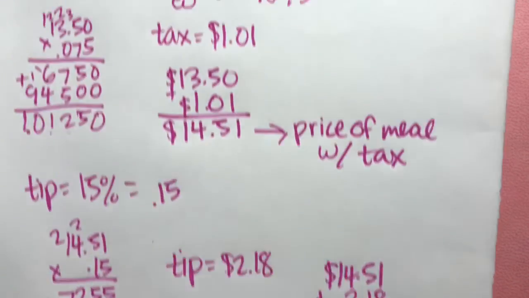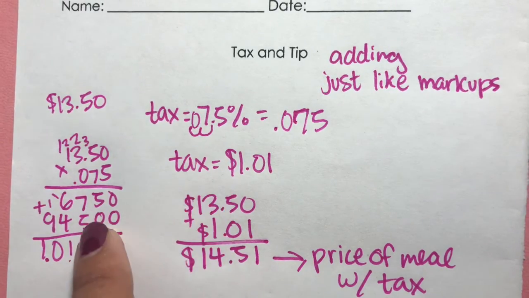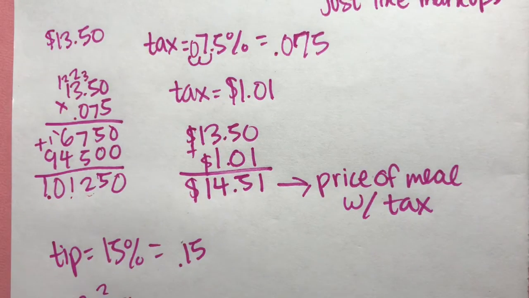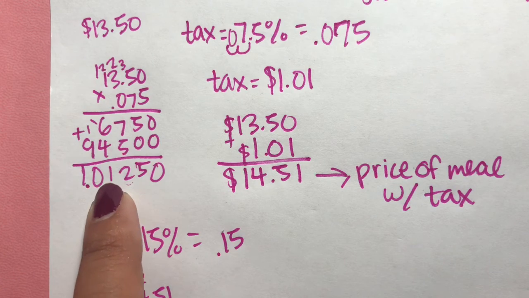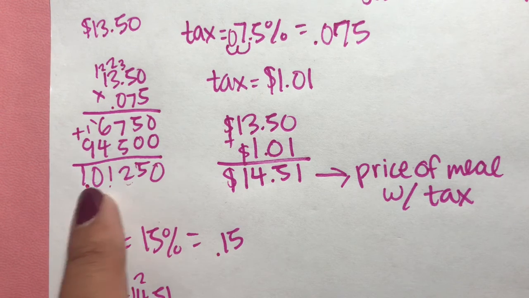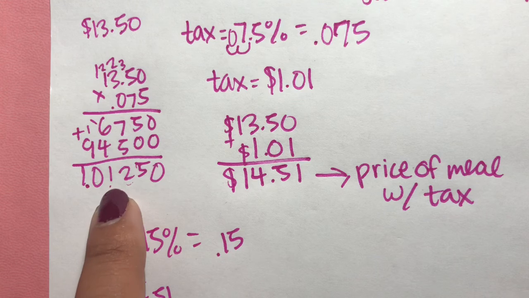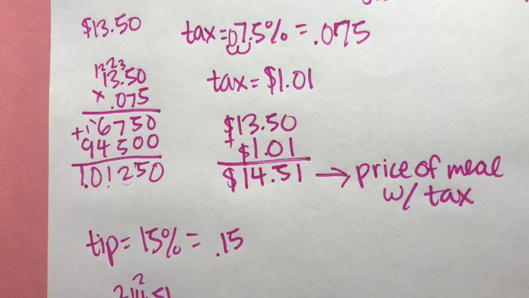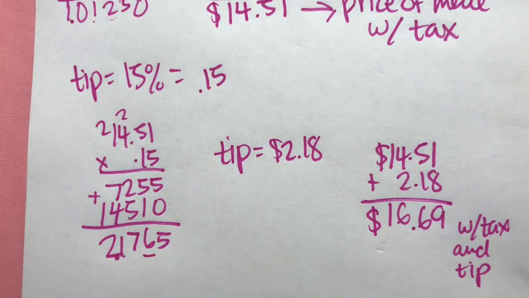Okay, so that's how you figure out tax and tip. Like I said, you already know how to do this. You just have to multiply the percentage and then add that number to your original price. And like I apologized before, you're not rounding to the nearest tenth, you're rounding to the nearest hundredth. So if you have more than 2 digits after your decimal, then you need to look at the thousandth place to see if you need to round up or round down. So here I rounded down, here I had to round up.